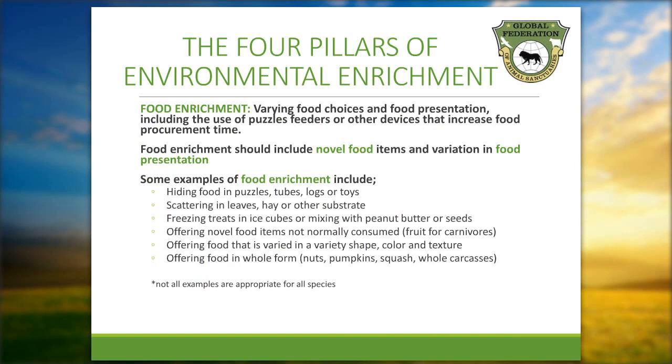Some examples of food enrichment include hiding food in puzzles, tubes, logs, or toys, scattering it in leaves, hay, or other substrate, freezing treats in ice cubes or mixing them with peanut butter or small seeds, offering novel food items not normally consumed, such as giving fruit to carnivores, offering food that's varied in shape, color, and texture, and offering food in the whole form, such as nuts, pumpkin, squash, or whole carcasses, where the animal has to tear the food apart in order to consume it.